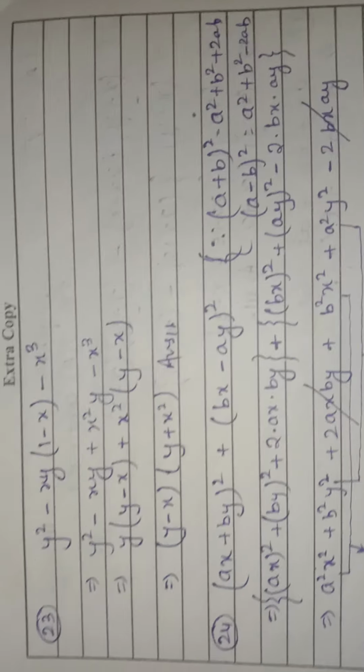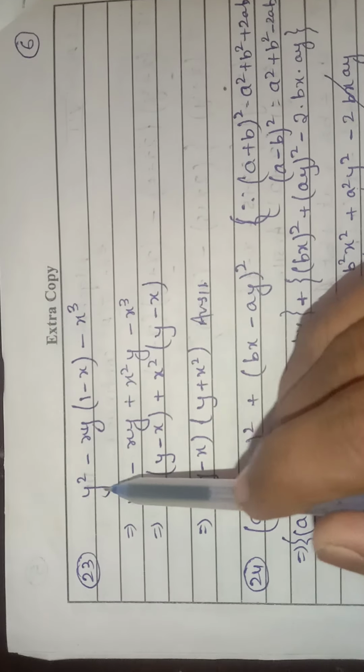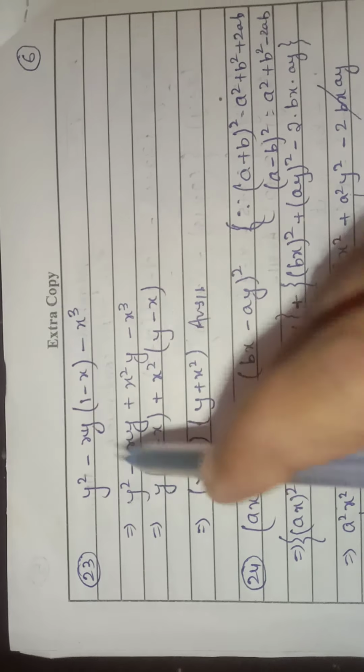In this question, question number 23, y square. First we have to multiply this number with both the numbers. xy into 1, that is xy, minus minus plus xy into x, that is x square y minus x cube. Now from these two and these two common, we can easily find out y is common over here. y minus x. Common in these two, that is x square y minus x. So write down y minus x, y plus x square.